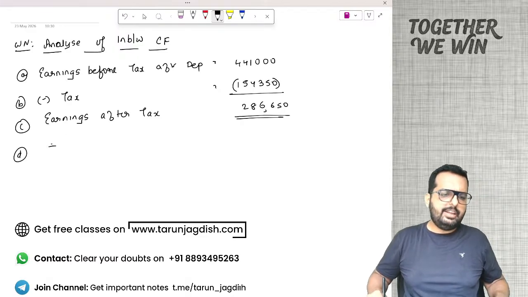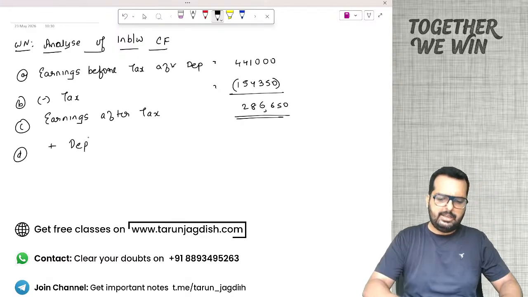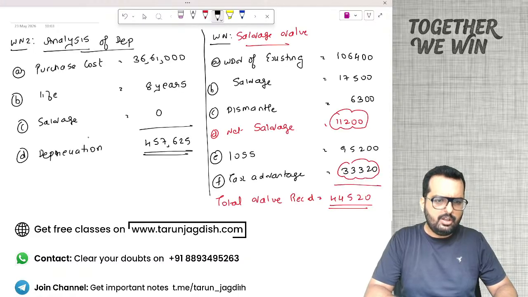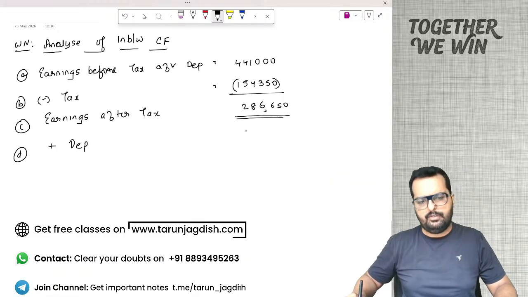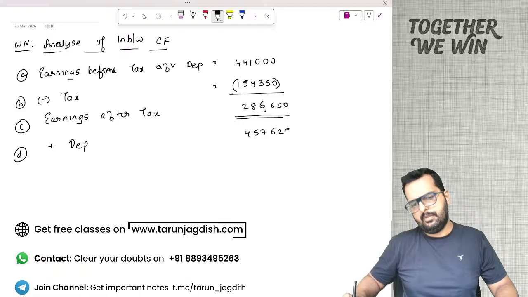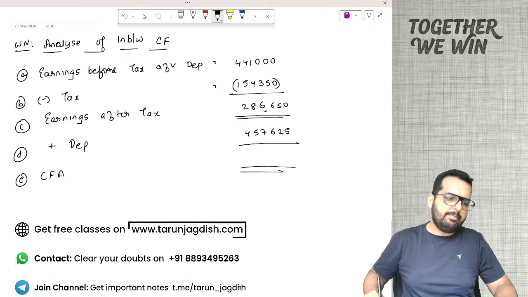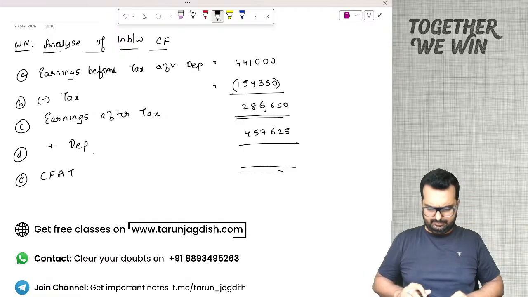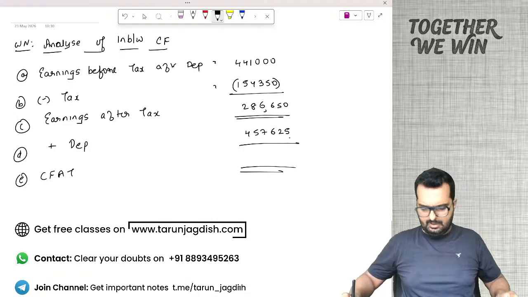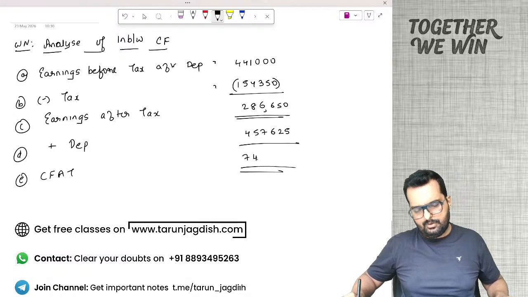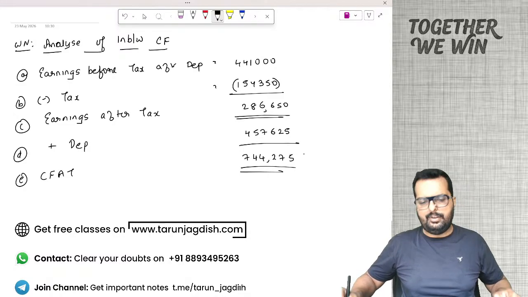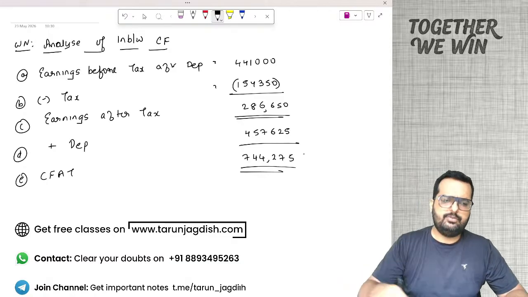So after I get this, what will I do? I will add back depreciation. How much is the depreciation I got? 4,57,625. This I will add back. Once I add this back, I will get my cash flow after tax. 7,44,275 will be my cash flow after tax.